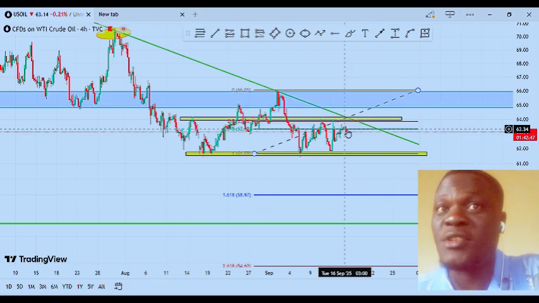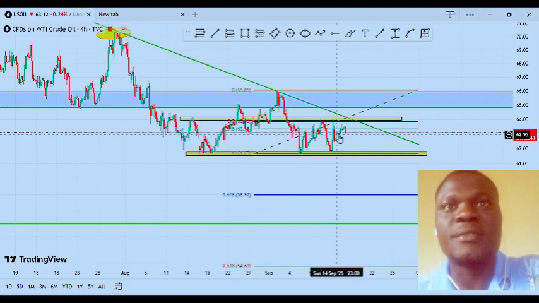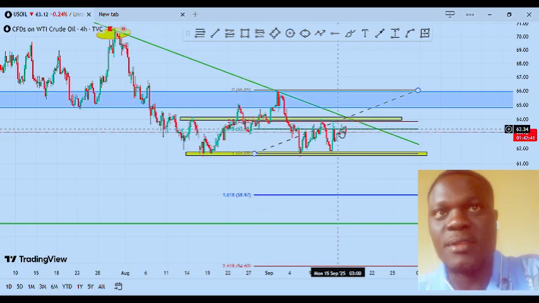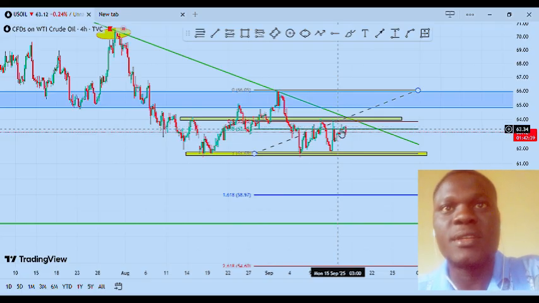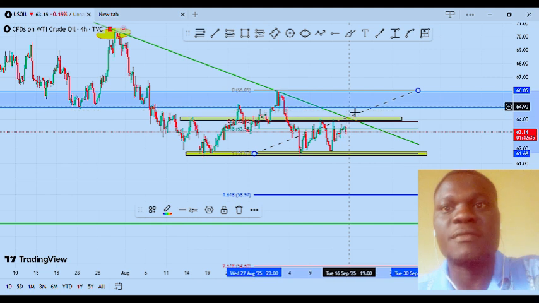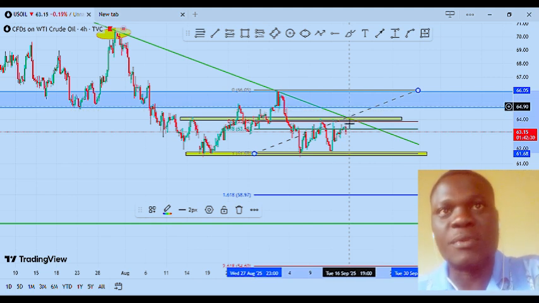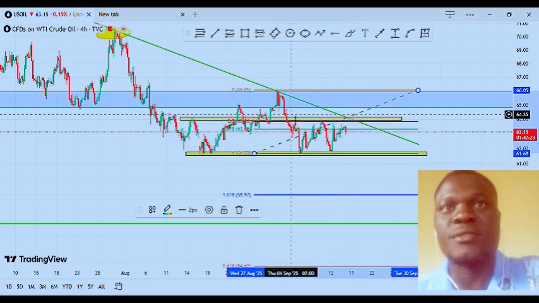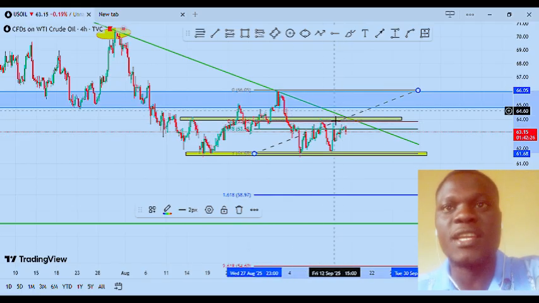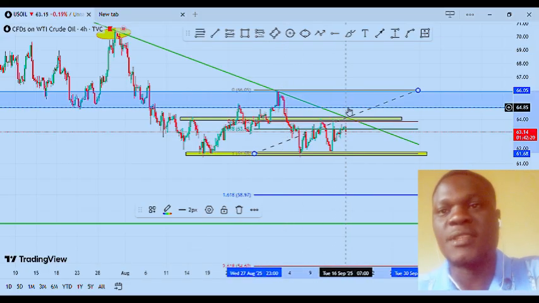So I'm still holding my position, although I have adjusted my stops. My stop loss is, I think, at 64.75. I will tell you why I adjusted my stop loss: to secure my first entry that was somewhere here. My first entry was somewhere here, so I moved my stops to break even, above here, to 64.75.